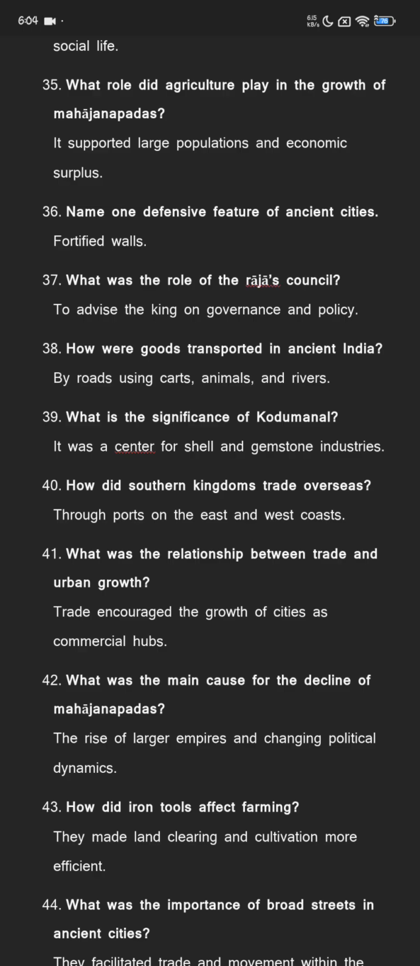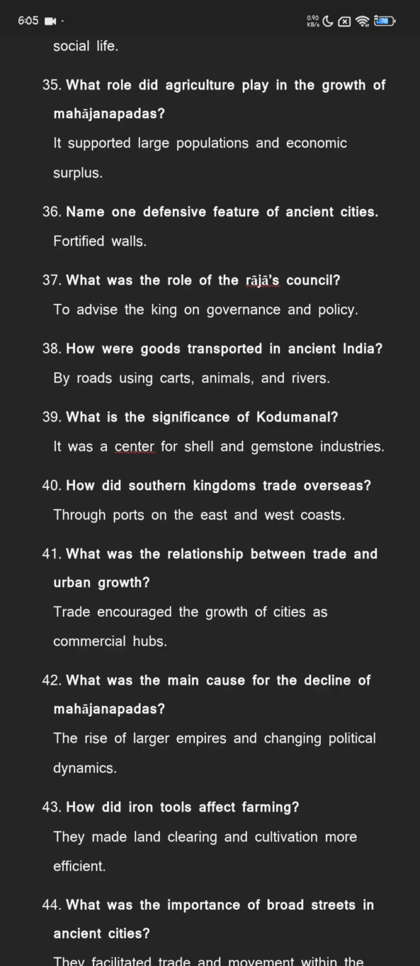How were goods transported in ancient India? By roads, using carts, animals, and rivers. What is the significance of Kodumanal? It was a center for sail and gemstone industries. How did southern kingdoms trade overseas? Through ports on the east and west coasts.